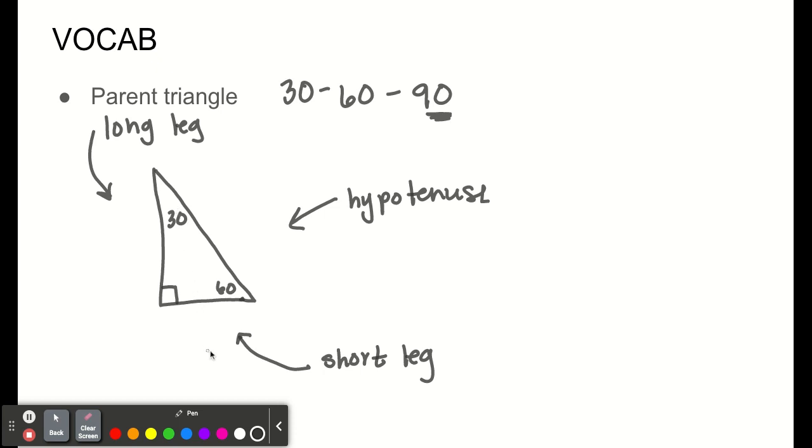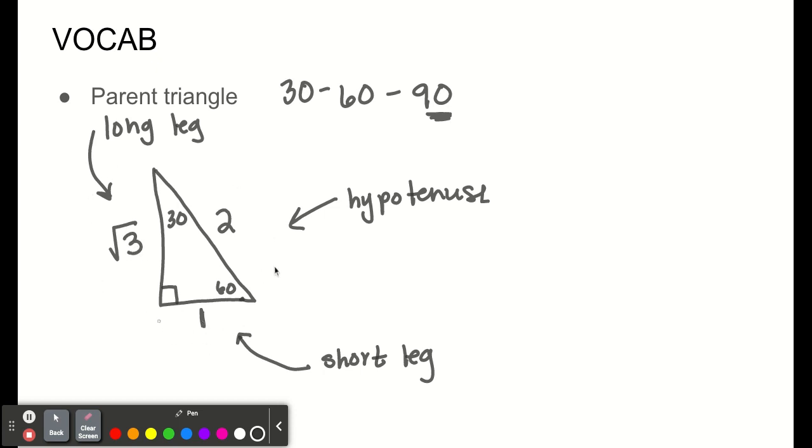So if the short leg of the 30, 60, 90 triangle has a measure of 1, using what we just saw on the explore side, we multiply the short leg by 2 to get the hypotenuse. So the hypotenuse is going to be 1 times 2, which is going to give us 2. And again, referring back to the explore problem, in order to get the long leg of the triangle, we multiply the short leg by the square root of 3. So 1 times the square root of 3 is just the square root of 3.